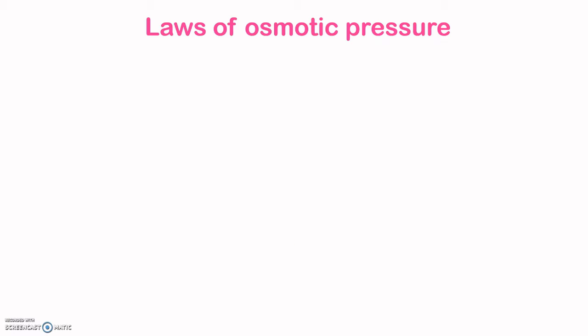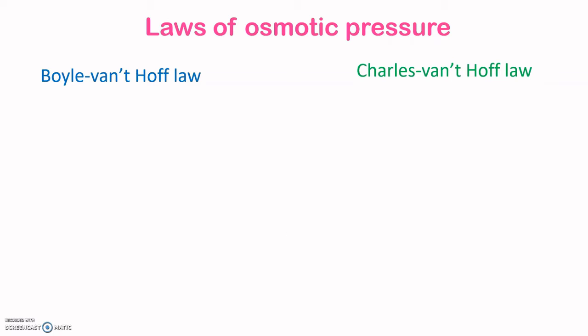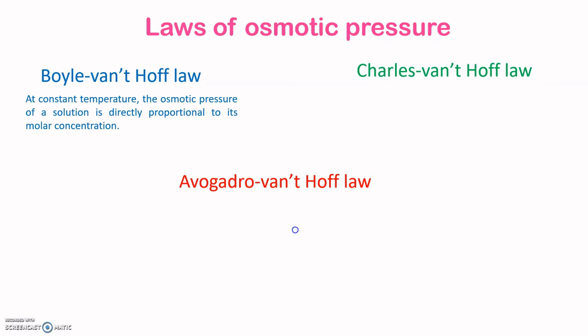Now, how do we arrive at this particular expression for osmotic pressure? That is derived from the laws of osmotic pressure. There are three laws of osmotic pressure: the Boyle-Van 't Hoff law, the Charles-Van 't Hoff law, and the Avogadro-Van 't Hoff law. The Boyle-Van 't Hoff law states that at constant temperature, the osmotic pressure of a solution is directly proportional to its molar concentration. And it is given by pi is proportional to C, or pi is proportional to 1 by V.